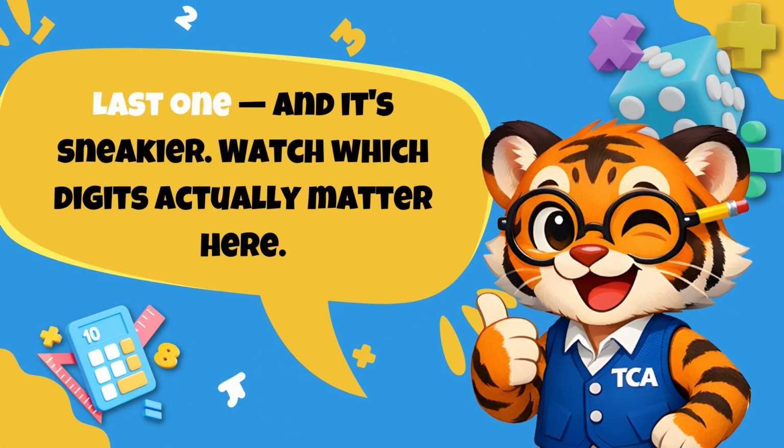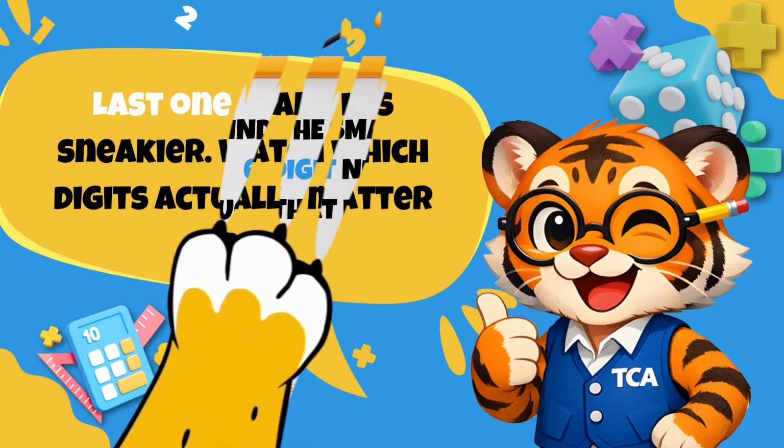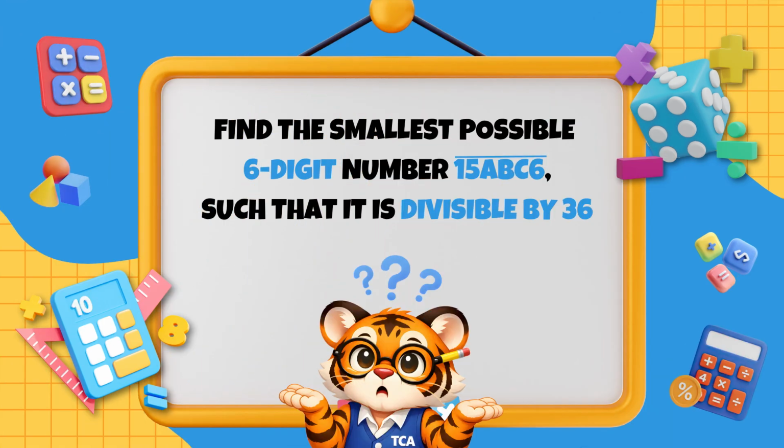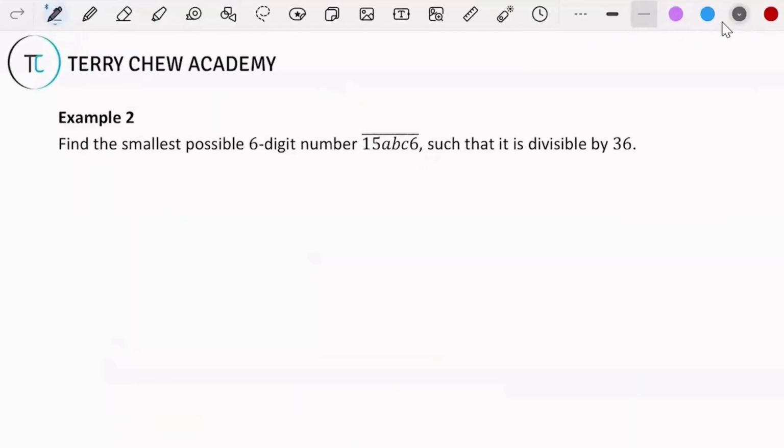Last one, and it's sneakier. Watch which digits actually matter here. Find the smallest possible 6-digit number 15ABC6 such that it is divisible by 36. Okay, so this one. What does it mean for a number to be divisible by 36? Can anyone tell me the conditions?